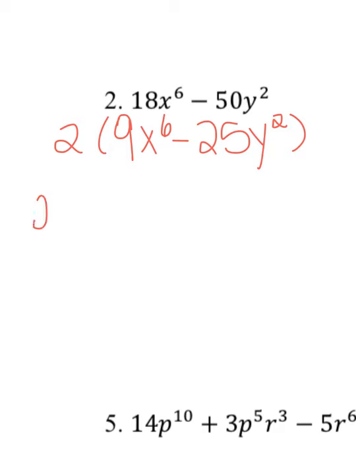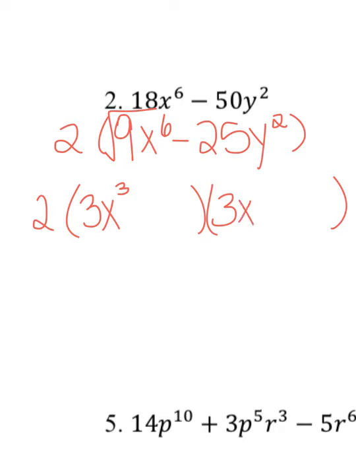So this 2 has to be brought down. And then the difference of two squares, you set up two binomials. The square root of 9x to the 6th is 3x to the 3rd. That's going to go in the first spot of each parenthesis. Then you would do the square root of 25y squared. The square root of 25 is 5. Square root of y squared is y. So 5y goes in each. Then you have 1 plus, 1 minus. Cannot do anything further, so that's going to be my final answer.